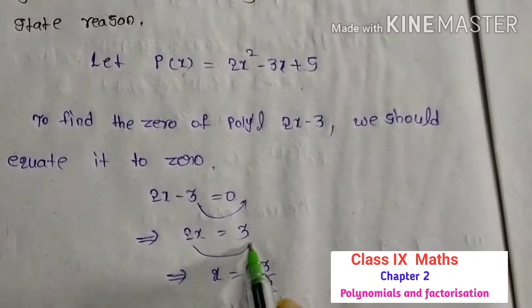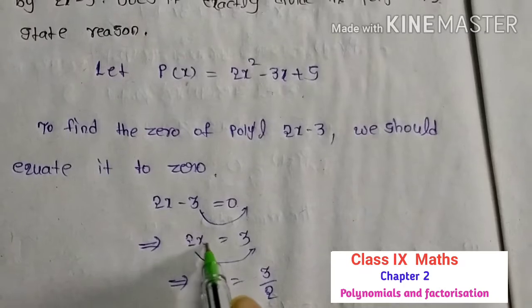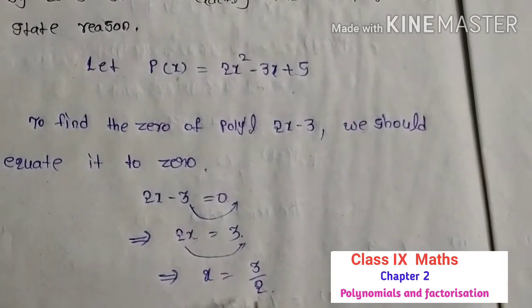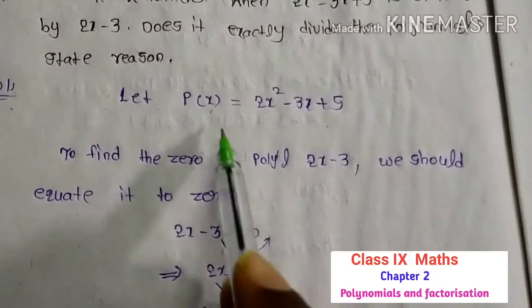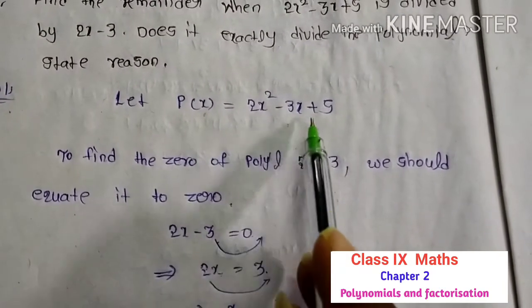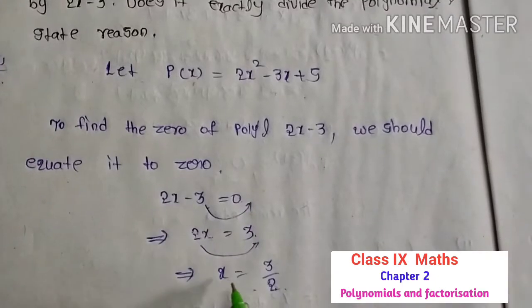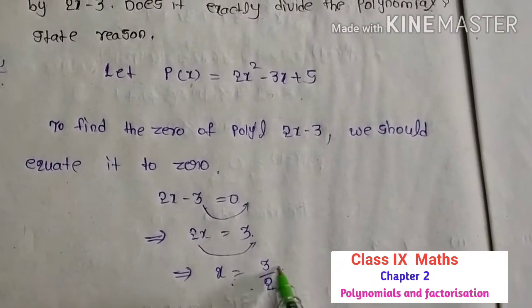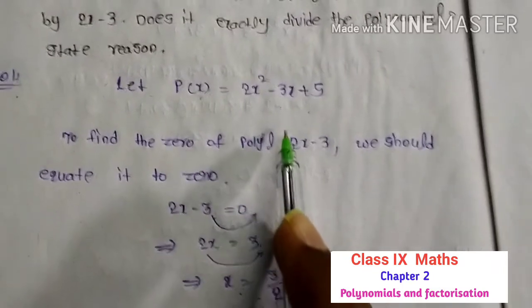That means x is equal to 3 by 2, or not? Yes. If I am transposing 2 to RHS, it will become 2x means 3. Then x is equal to 3 by 2, or not? Yes. X value is how much? 3 by 2. Already you can see here p of x is equal to how much? 2x square minus 3x plus 5. See, here x value how much you got? 3 by 2. Whenever you are substituting x is equal to 3 by 2, you will get the remainder value.